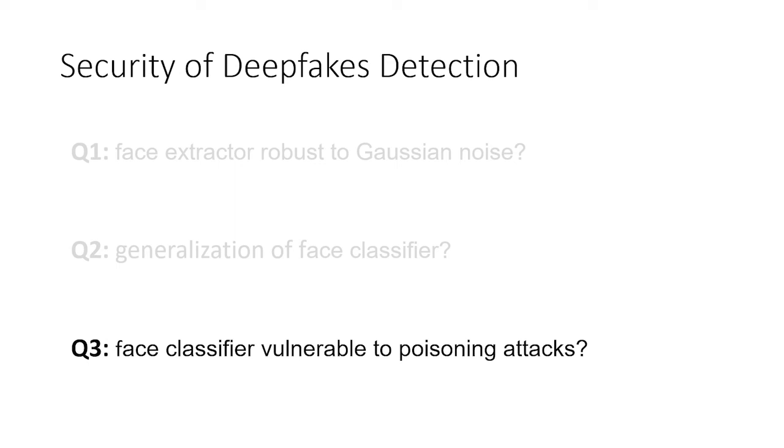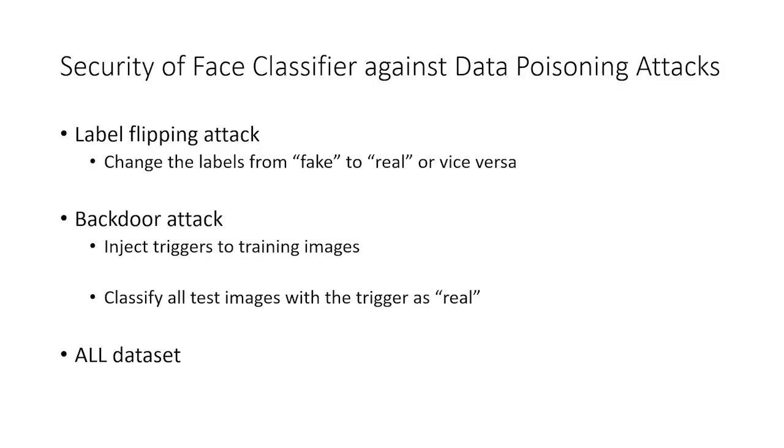Now, let's consider our third question. Are face classifiers vulnerable to poisoning attacks? To answer this question, we consider two different data poisoning attacks. The first one is the label flipping attack, which flips a fraction of labels in the training dataset from fake to real or vice versa. The other one is the backdoor attack, which aims to poison the training examples such that the corrupted classifier predicts any test face image with the trigger embedded as a real face.